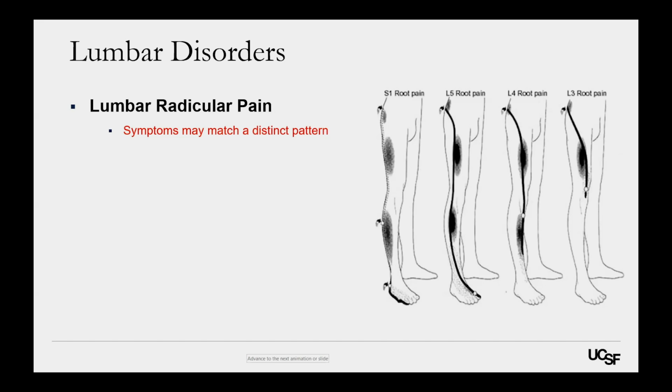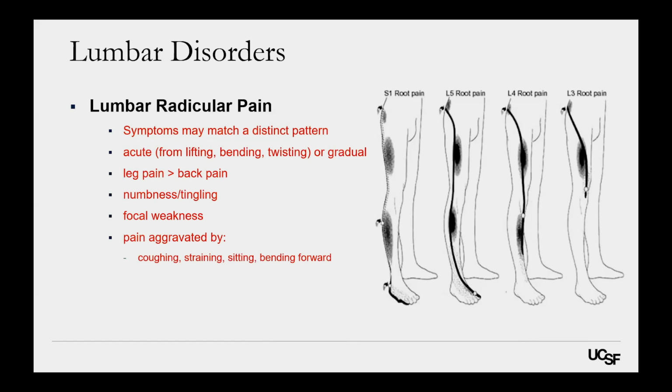There may be associated numbness and tingling in the buttock or along the affected part of the leg where there's pain. One might feel or experience focal weakness that matches that particular affected nerve root. So for example, if it was the L5 nerve root, there may be focal weakness of flexing that big toe upwards. Pain may be aggravated by coughing, sneezing, straining, sitting, or bending forward.